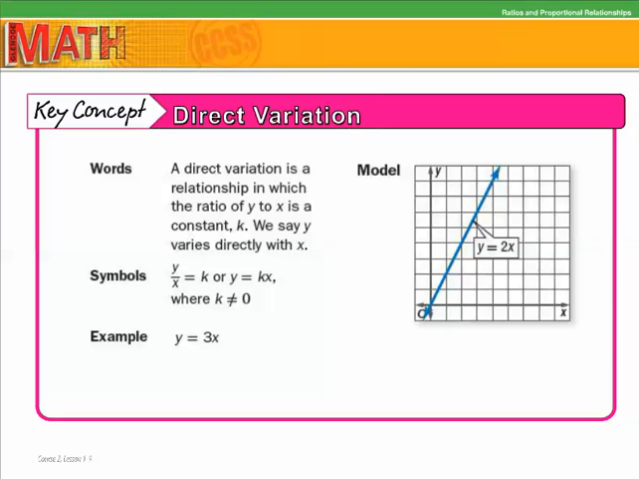So direct variation is a relationship in which the ratio of y to x is a constant k. So we say that y varies directly with x. So if we look at the symbols, we've got y over x because we said it's a ratio of y to x. So we have y over x is equal to k, which is that constant. Or we could say y is equal to k times x, where k can never be 0. So an example of this is y equals 3x, and 3 is going to be our constant.